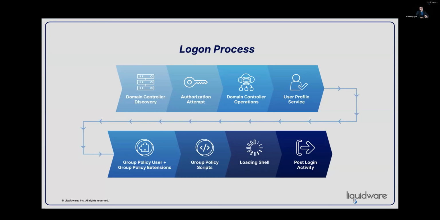part of the domain. We're going to talk about DC operations. We're going to talk about the user profile service. And of course, we have our own user profile service. That's a fun conversation to have as well. We're going to talk about group policy user and group policy extensions, group policy scripts, the shell, and the shell is the actual front end of the operating system that you see. So when you're working with Windows, you're working with the shell. And of course, there are different pieces that take different times to load. And then we have post login activity.